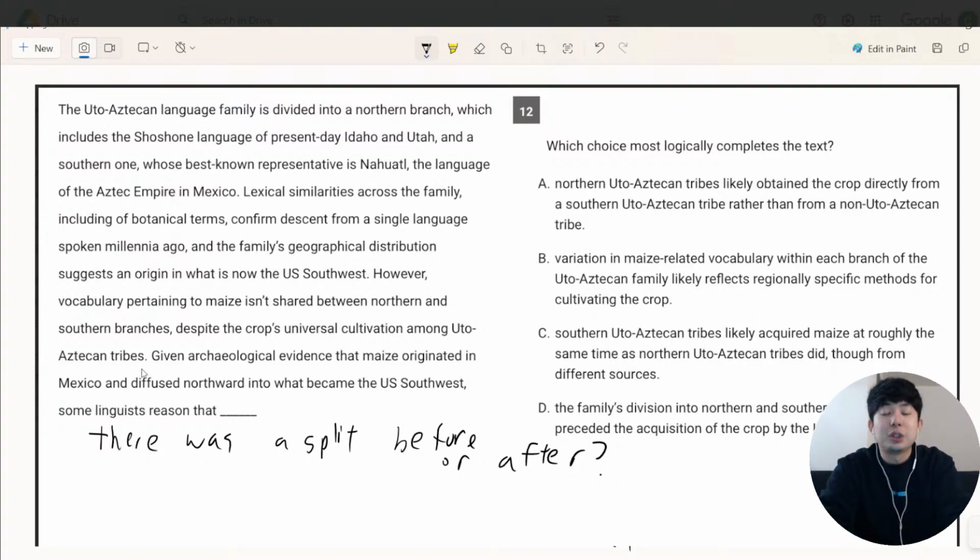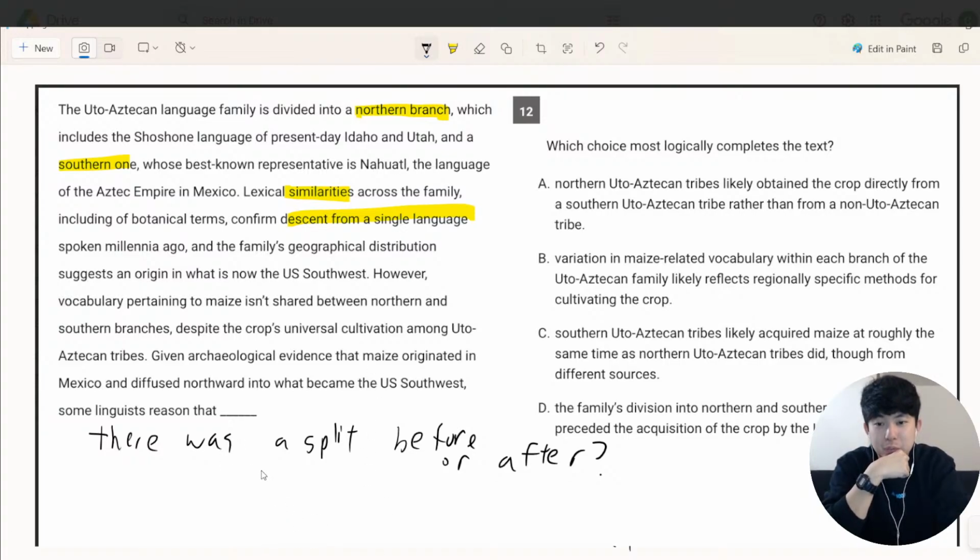Okay. So anyway, the answer here is going to be... so what is the concern here? We have a language with a northern branch and a southern branch, and we know they're similar. Lexical just means related to language. Okay. And they come from a single language spoken. So this is actually probably better.